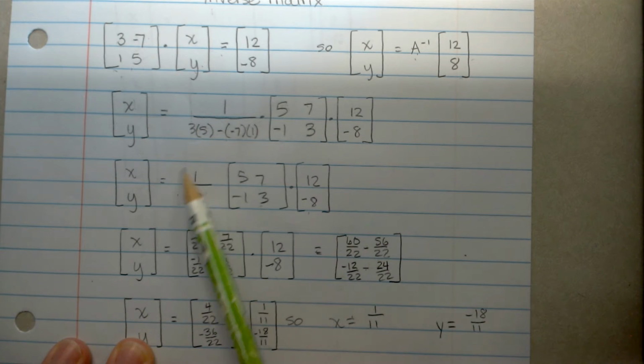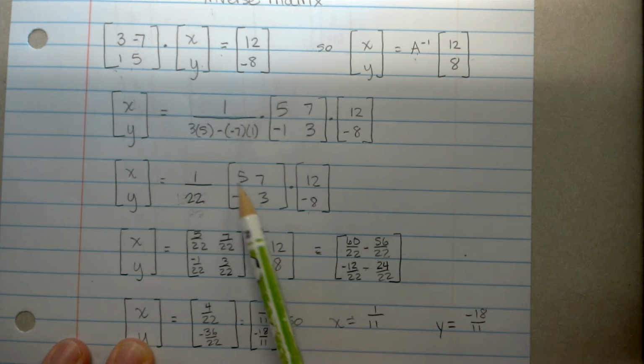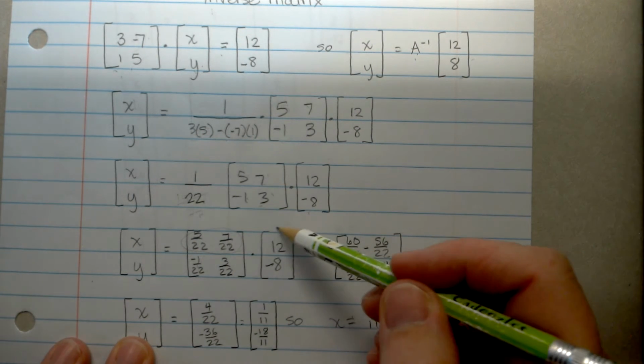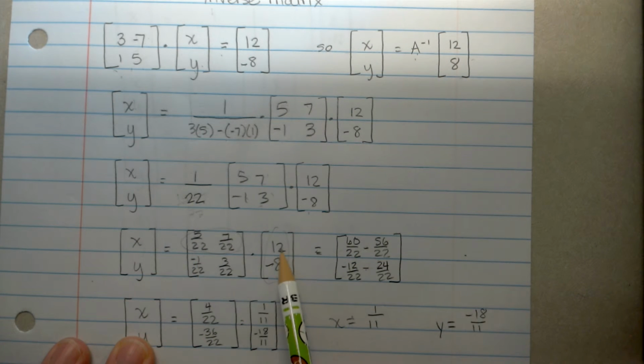Now this is scalar multiplication, so I need to multiply this 1 over 22 times each of these. So 1 over 22 times 5, 1 over 22 times 7, and so forth. Each item was multiplied by this. So now I need to multiply this matrix times this matrix. Remember, you're going to multiply the row times the column. So 5 times 12 is 60. 7 times negative 8 is negative 56. I'm going to multiply this row times this column. Negative 1 times 12, and 3 times negative 8.